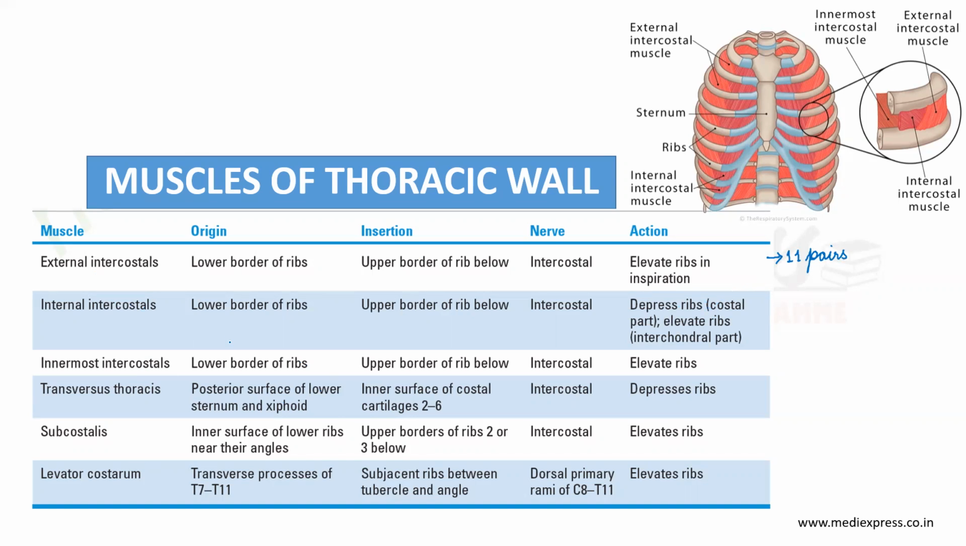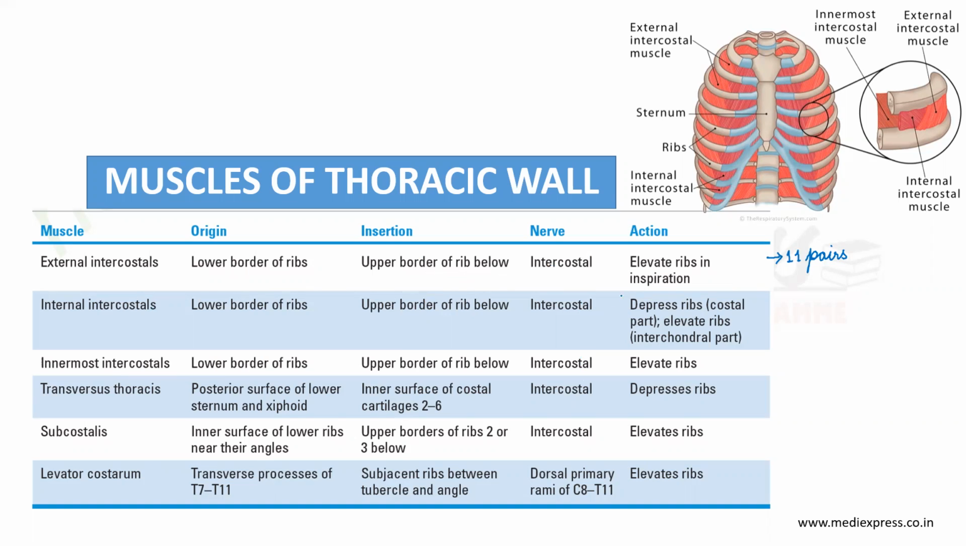Now, they originate from the lower border of the ribs. All the intercostal muscles originate from the lower border of the ribs, whereas they get inserted into the upper border of the rib just below that. Upper border of the rib below, from where it starts, and the next upper border of the rib, it gets inserted. And the nerve innervation is the same, the intercostal nerves.